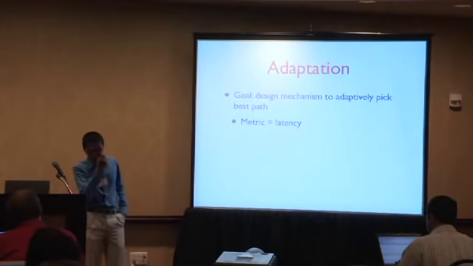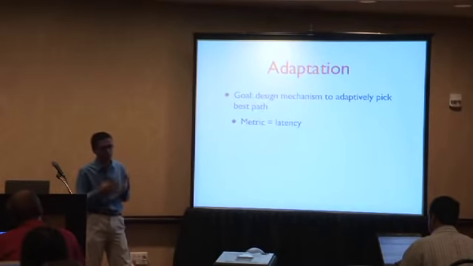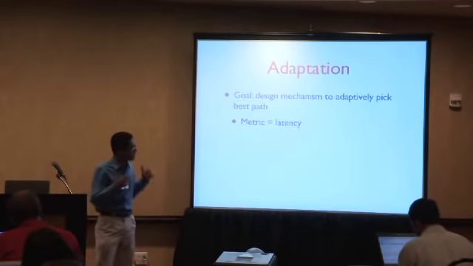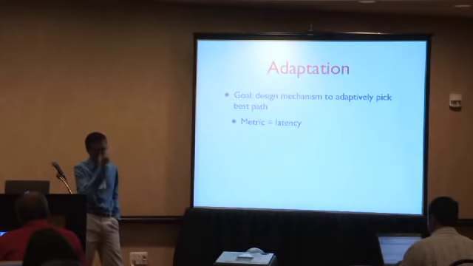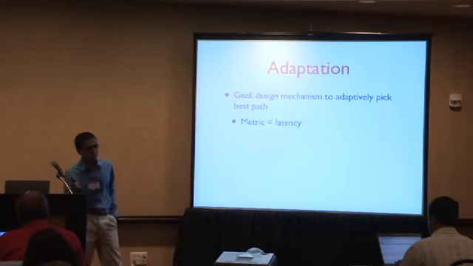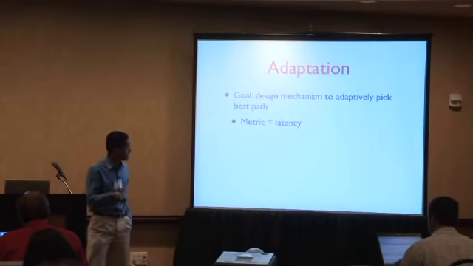And the problem that we wanted to solve was, given that you have this infrastructure, how do you design a routing mechanism that dynamically picks the best paths to maximize the performance that your traffic sees? And the performance metric that we care about here is latency. So we came up with a set of routing mechanisms that we felt would work. And then we needed to test them in an experiment.